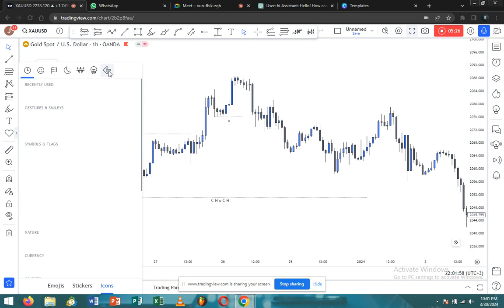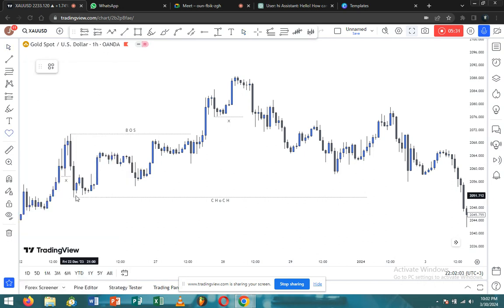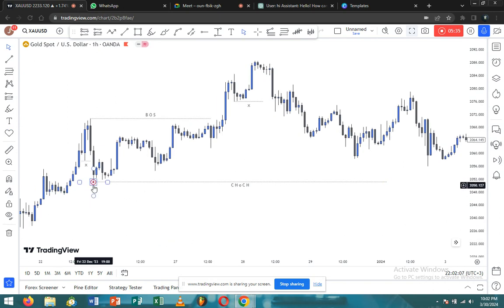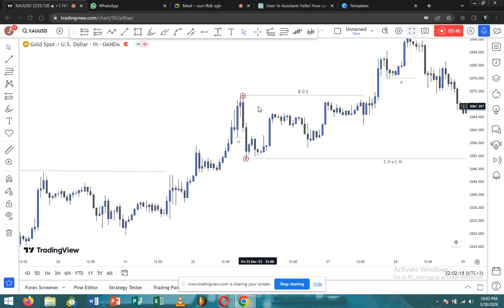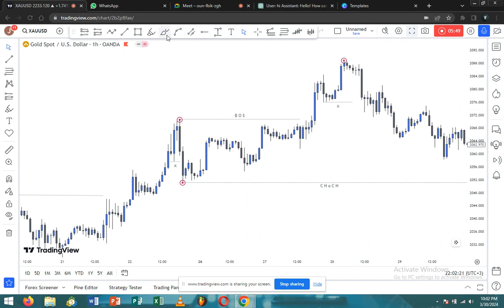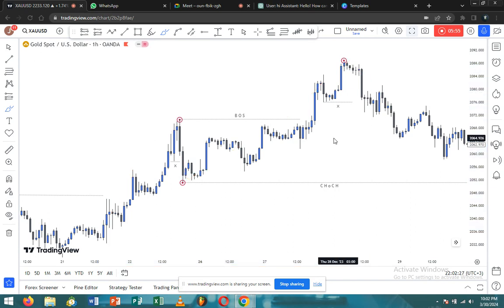Okay, I'm going to be using some of these icons here. So this is a low. Okay, so without a valid low, this is a high. Okay, and this was a high as well. So what does that mean? It means that price was doing this. Okay, so that is basically what we represent there.